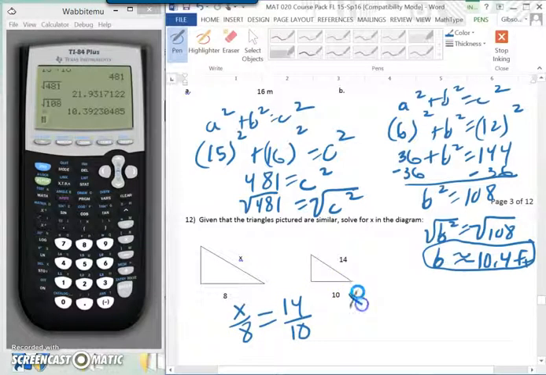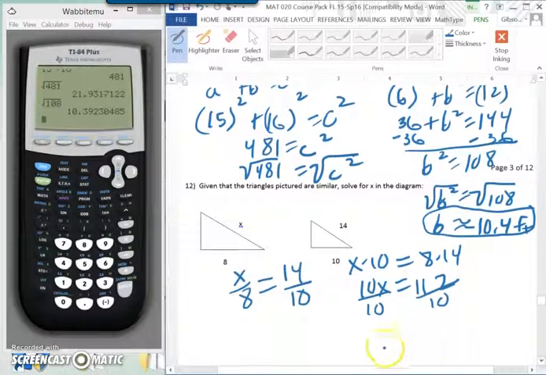So this will give us x times 10 when we cross multiply, and then 8 times 14. X times 10 is 10x, and it is equal to 8 times 14, which gives us 112. We divide each side by 10, then we will have x is equal to 11.2. And that would be the final answer.